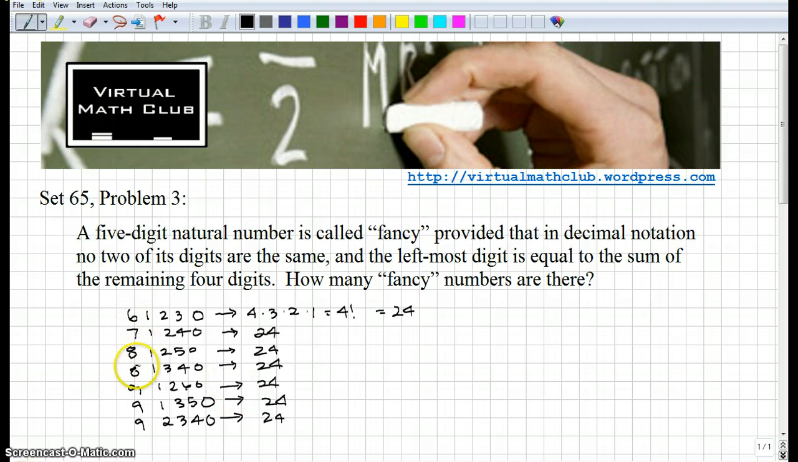So it looks like we have 7 types of fancy numbers, and for each of those types, we have 24 ways to arrange the last 4 digits. So that will give us 24 times 7 fancy numbers. What is that? 24 times 7 is 168. Alright, so we can form 168 fancy numbers.